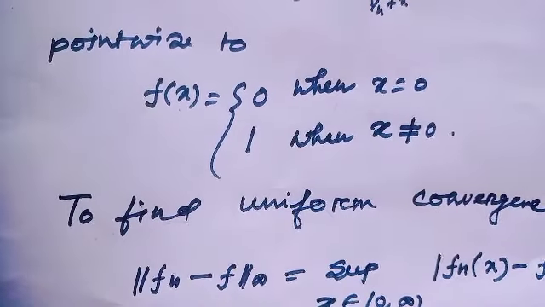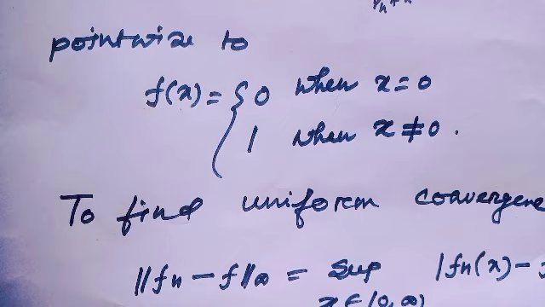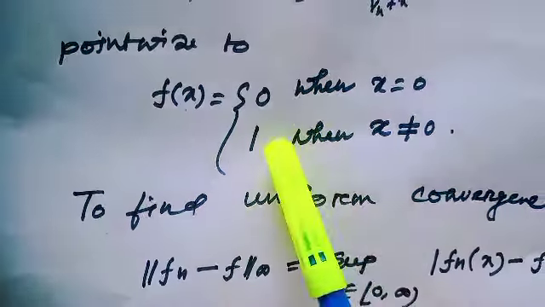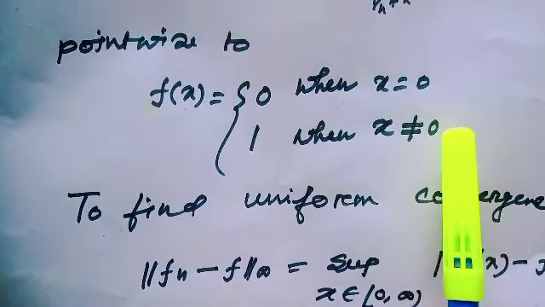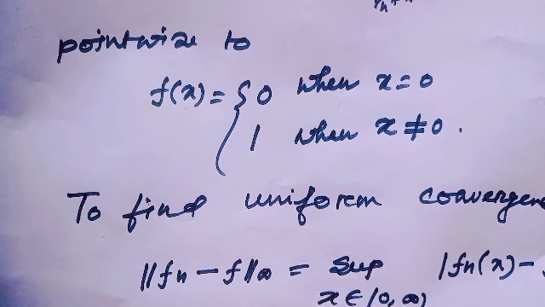And you noticed in this sequence, the sequence of functions converges pointwise to this function, and this function is not continuous at the point 0. So we can easily tell the sequence is not uniformly convergent. When the functions converge uniformly, then obviously they converge to a continuous function.